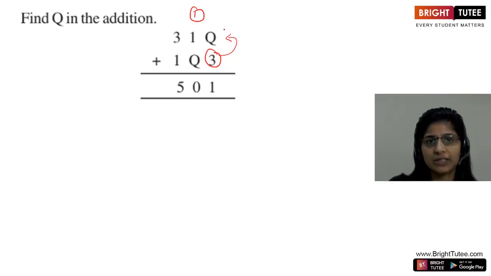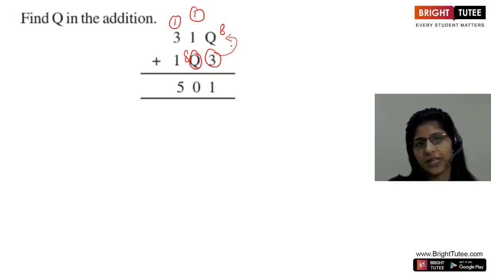Clear? So I'll just mention here 8. If I mention 8 here, 8 plus 3 is 11, 1 is the carry. So here also it is Q, it will also be 8. 8 and 1 is 9, and 1 is 10, and 1 carry over here. 3 and 1 is 4, and 1 is 5. Yes, it is exactly fitting into it.